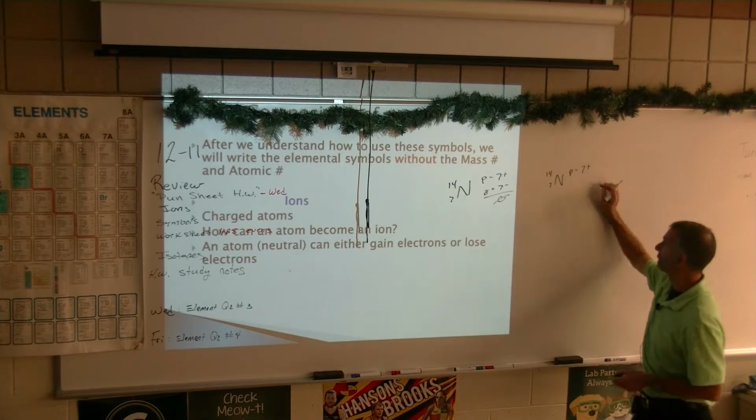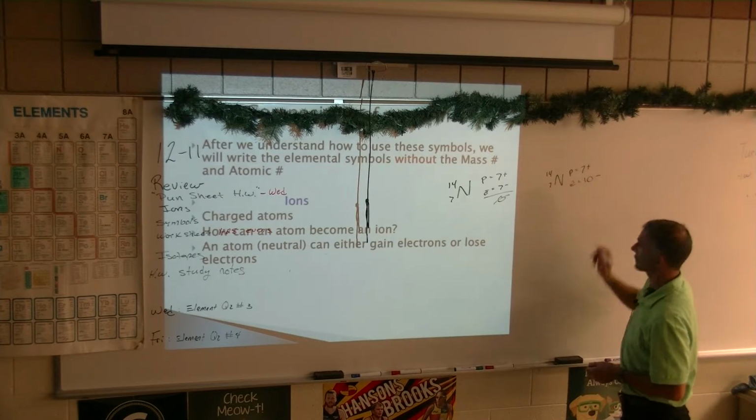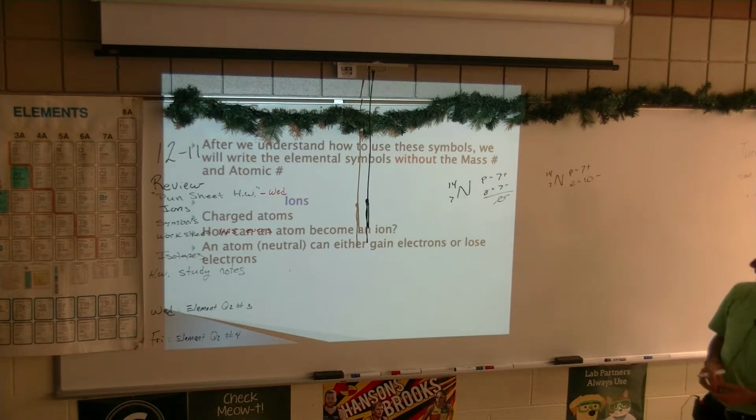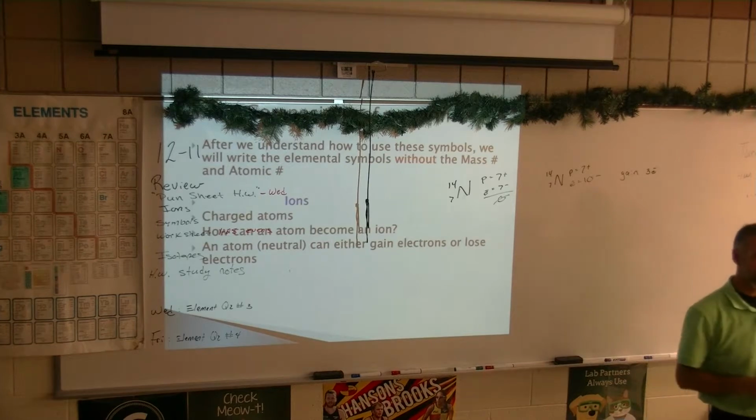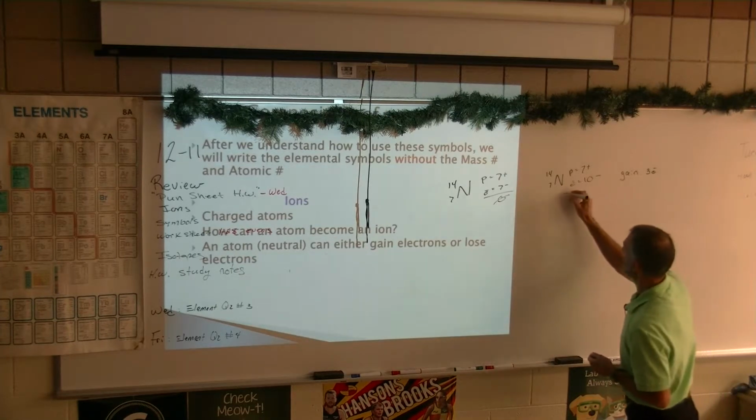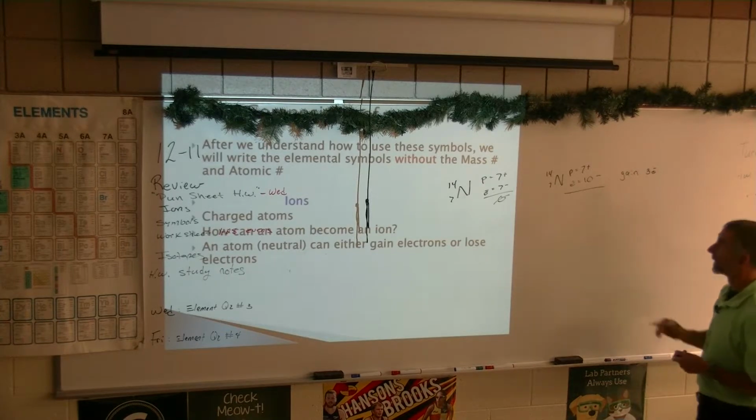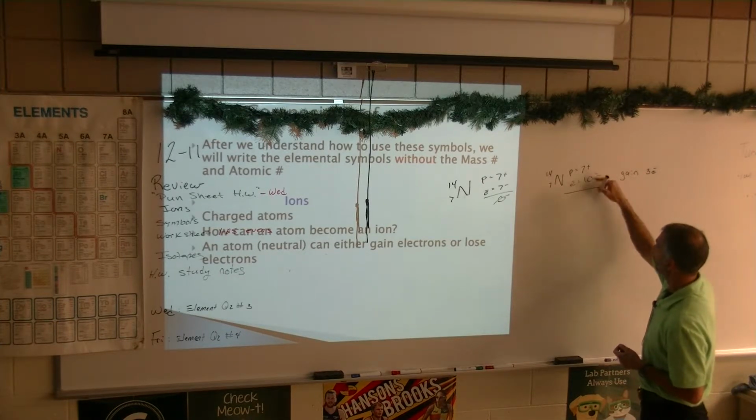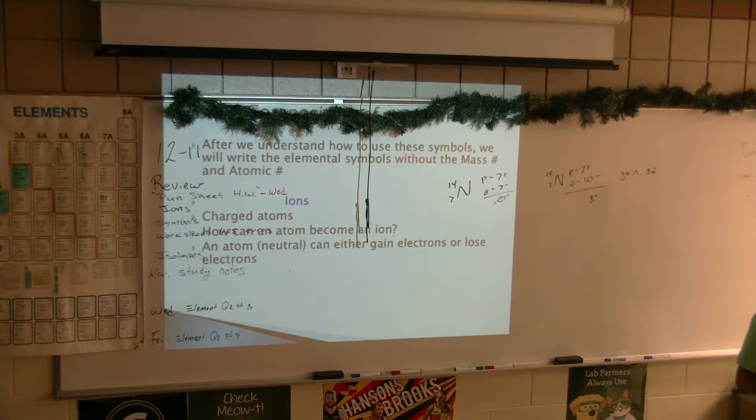Okay, so still 7 protons. But now let's say that we have 10 electrons. So it gained 3 electrons. Our neutral atom gained 3 electrons from a chemical reaction or something about the environment. What happens to my atom now? It becomes negatively charged, and if you do the math on this, we get a 3- charge. Okay?